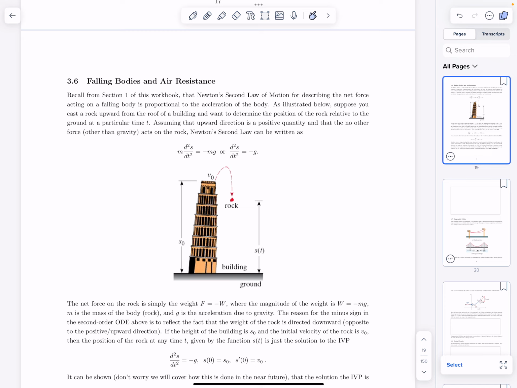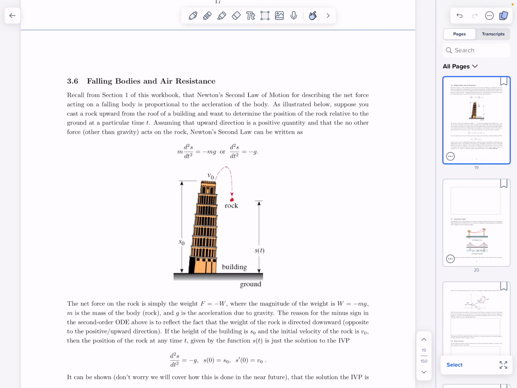Okay, now finishing the rest of chapter 3 in our workbook on applications of differential equations, we're going to finish off first of all with section 3.6 on falling bodies and air resistance. So remember from section 1 of the workbook, we looked at very simply Newton's second law as a differential equation.